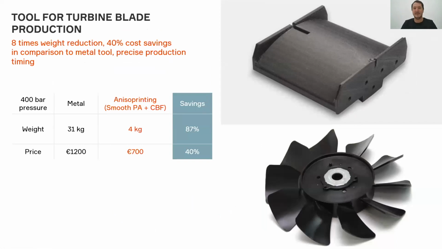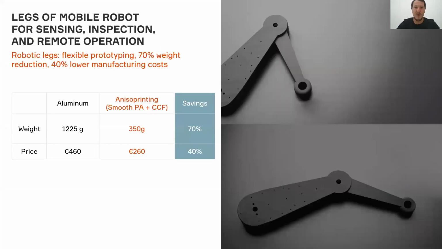Third use case is also from the tooling segment. It's a stamping tool for fan blades made with continuous fiber, also with a smooth PA and composite BASALT fiber, showing a significant reduction in material usage, weight, and cost and time savings. You can find more information about that on our webpage.